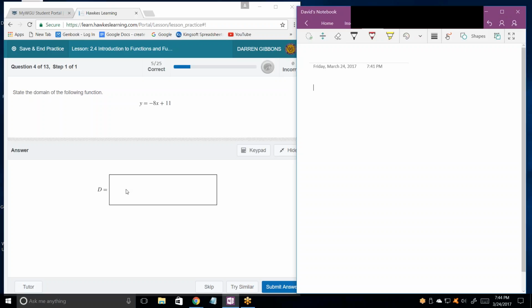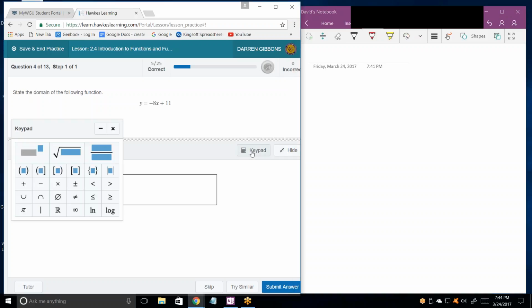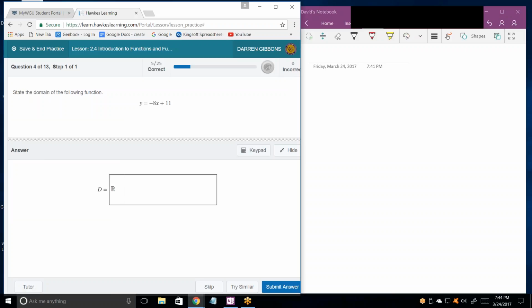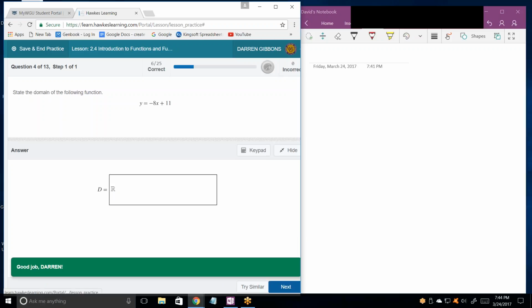So let's see what kind of answer they'll let me put in here. Should I just try that big R? All reals, and then, oh, they just want the domain. Let's see if it likes that answer. Yeah. In other words, it didn't require me to say negative infinity to positive infinity. It let me just put in that R, that kind of a double R there, which is all real numbers.